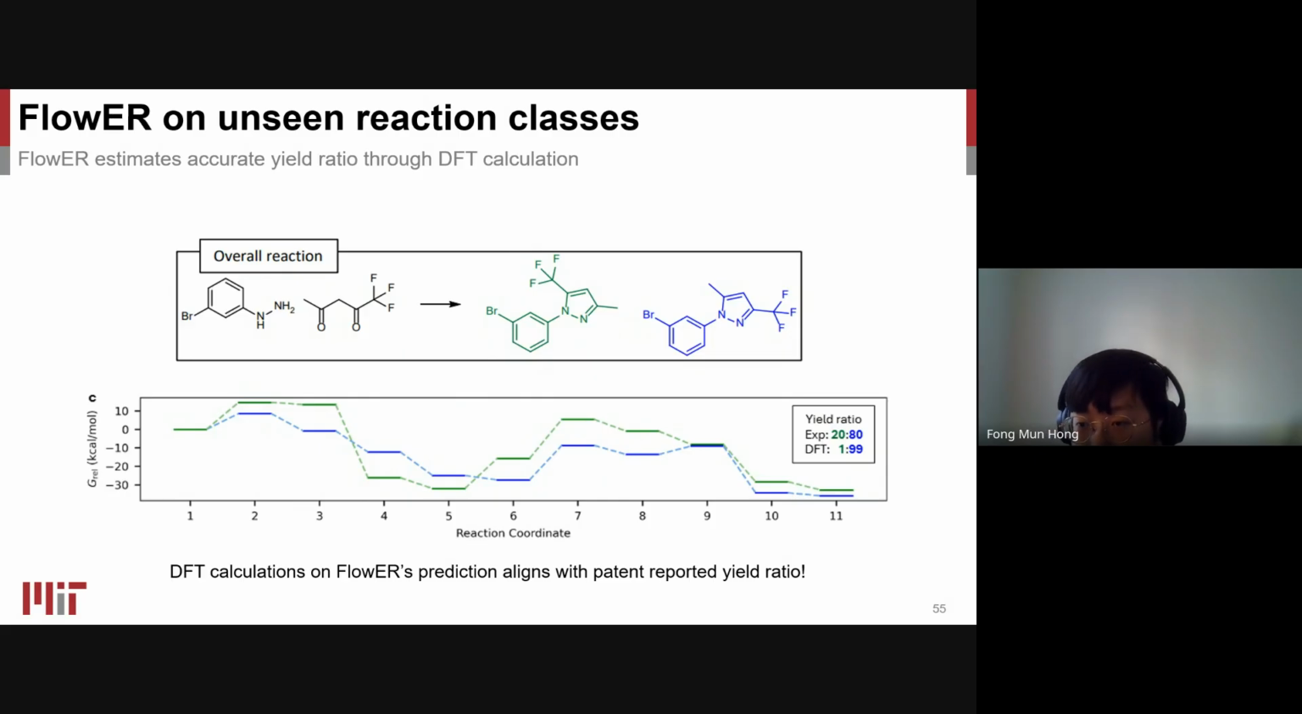What's more interesting is that the major product and the minor product, or the intermediates, correspond to what is kinetically and thermodynamically favorable from the DFT. The blue pathway, which is the major product, was actually the lower energy pathway. This means that by learning on the intermediates, Flower is able to predict intermediates that correspond to the most favorable pathway for the major product.